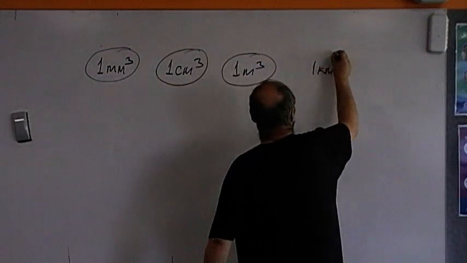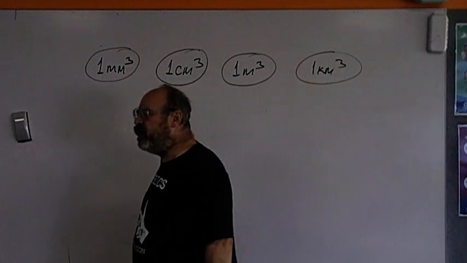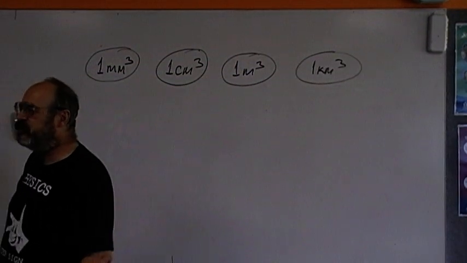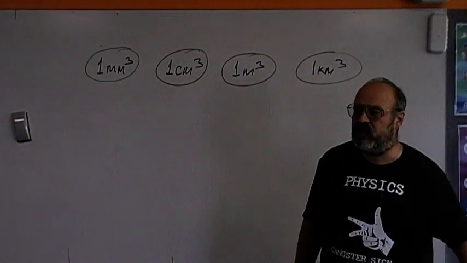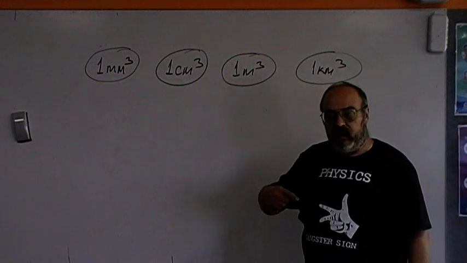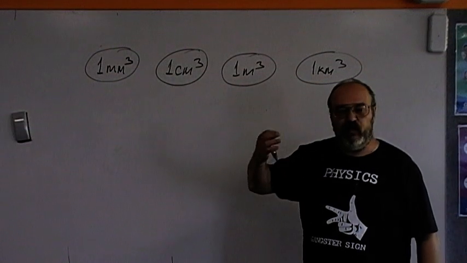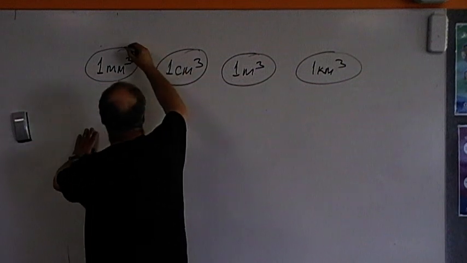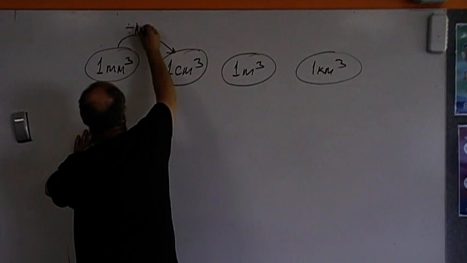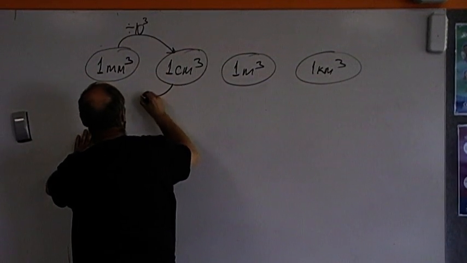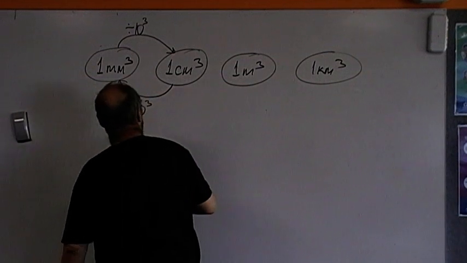How many millimeters in 1 centimeter? Ten. In the square, how many square millimeters in a square centimeter? 10 squared, 100. Here it will be 10 cubed, because it's 10 by 10 by 10. So from cubic millimeters to cubic centimeters, we divide by 10 to the power of 3. From cubic centimeters to cubic millimeters, we multiply by 10 to the power of 3, which is 1000.